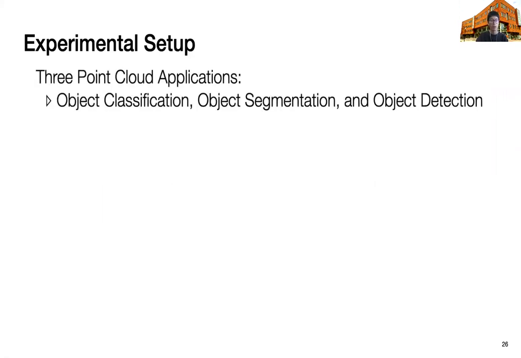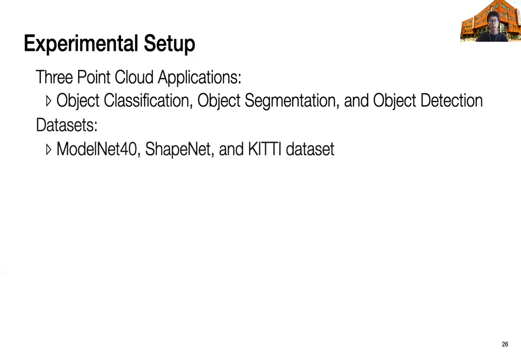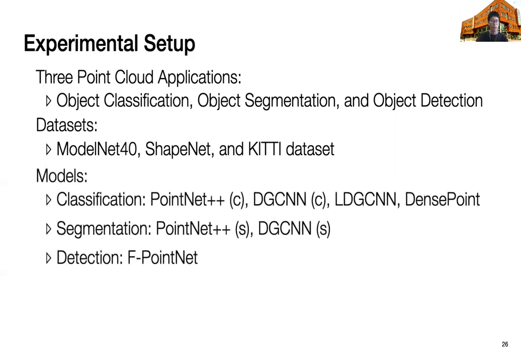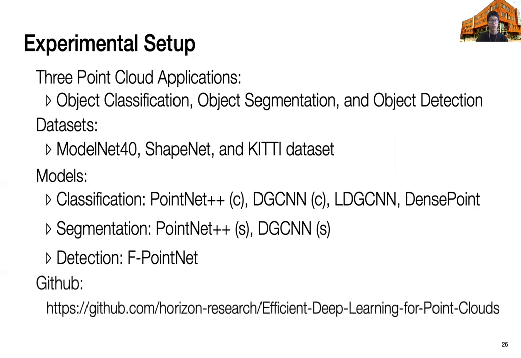Now let's see our experimental results. In our experiments, we evaluate three different point cloud applications: classification, segmentation, and detection. We use three datasets: ModelNet, ShapeNet, and KITTI. We evaluate eight point cloud models. They are all state-of-the-art algorithms and widely adopted by the point cloud community. In addition, we also open source our code on GitHub.